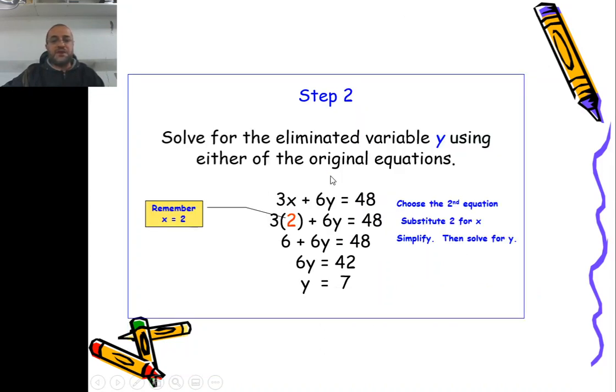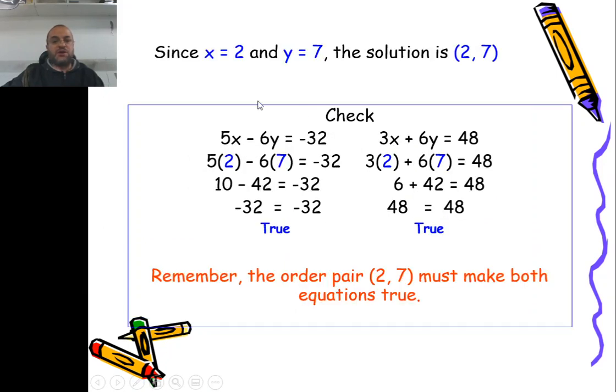Step 2: when we get x equals 2, we substitute in any of the equations of the first system, in the first equation or in the second equation. Instead of x here we put 2, we have 6 plus 6y equals 48, then 6y equals 42, and y equals 7, and now we get the solution for the system. x equals 2 and y equals 7. The solution is (2, 7). We substitute to make verifications. It's true here and true here, so (2, 7) is the solution of the system because it makes both equations true.